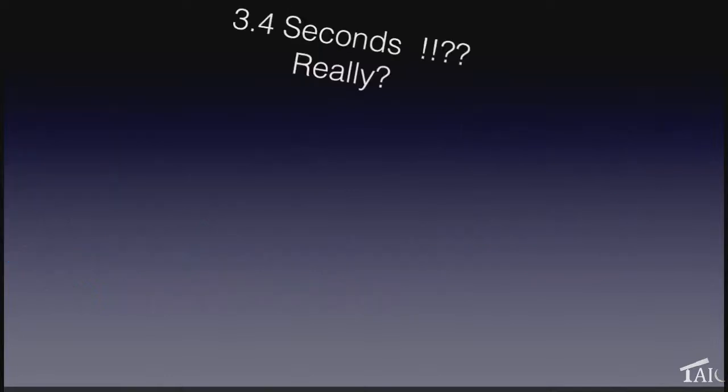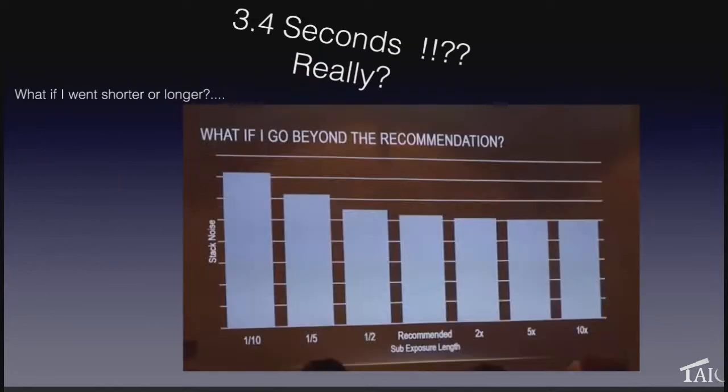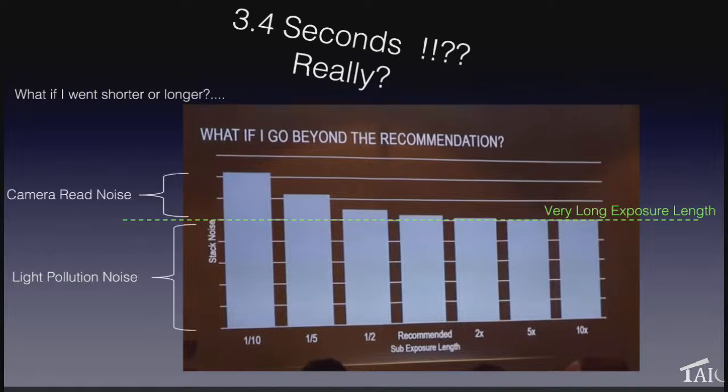3.4 seconds, really? So what happens if you go longer or shorter than that with this camera in this situation? Here are his charts, generally showing what it looks like when you go longer and shorter compared to his recommended sub-exposure length. Here's a very long exposure, and it gets to this level of noise. All the noise that's left is the light pollution noise, which you have to get rid of by other means, using a lot of time. The noise above that green line is the camera read noise. That's the noise you get when you take too short of an exposure.